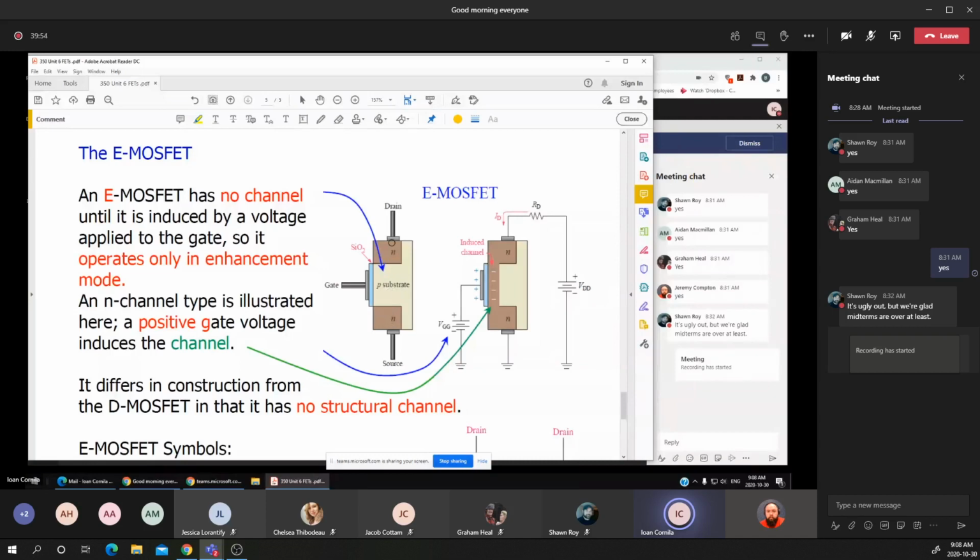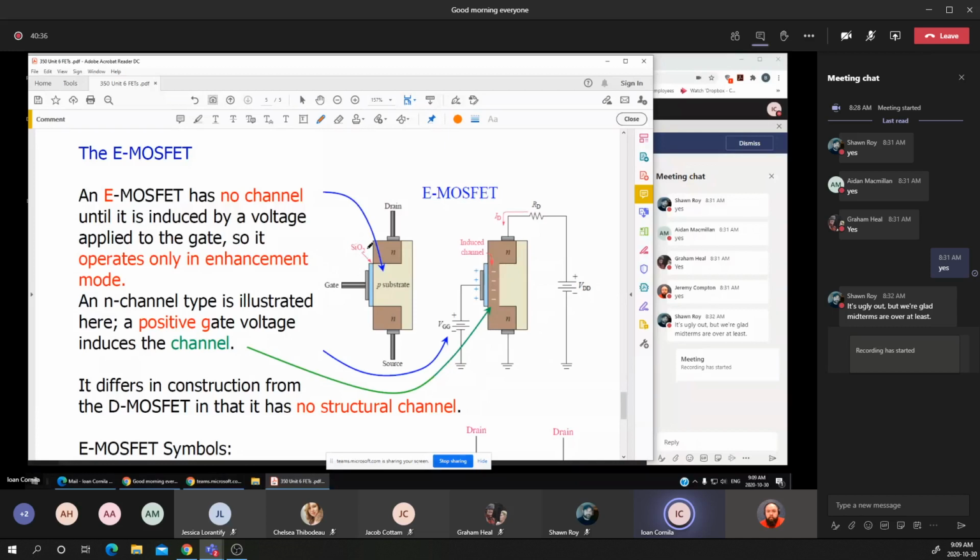You notice that initially there is no channel between the drain and the source, which means that without applying any voltages on the gate, actually there is no current that flows between the drain and the source. That's one of the main differences between the MOSFET and the JFET. Initially, again, there is no channel, there is no way of having the current between the drain and the source if we are not applying a gate voltage.